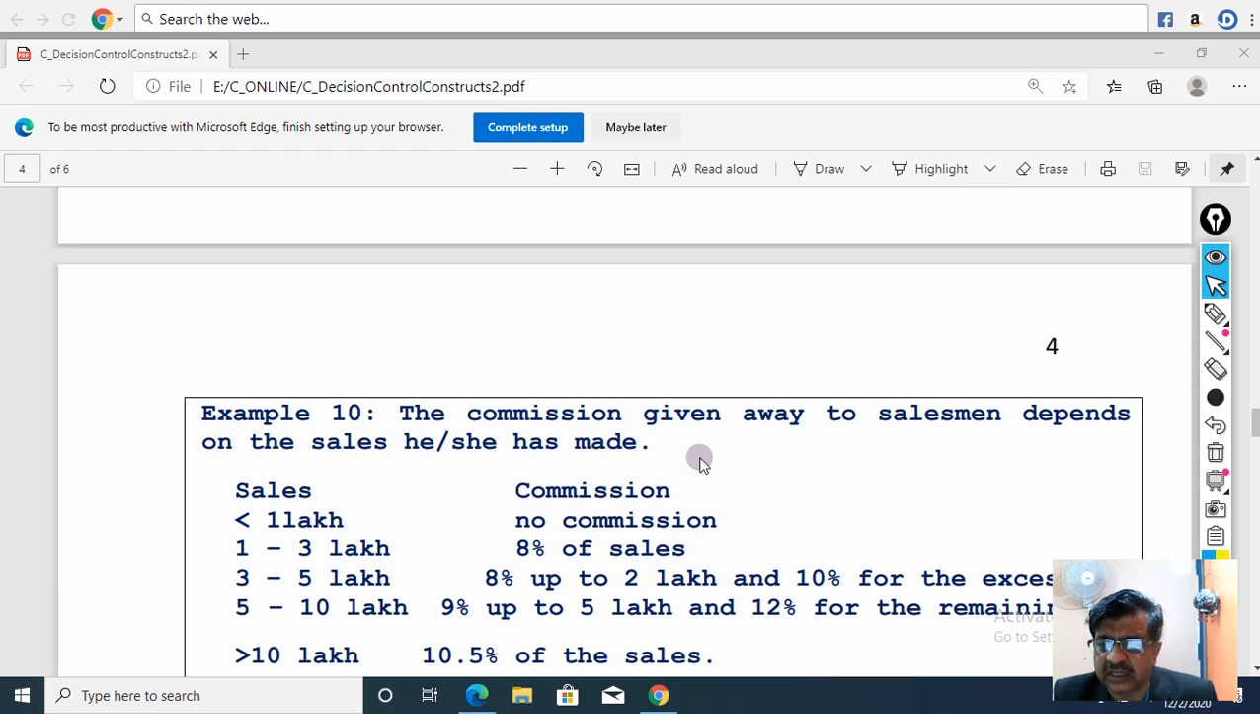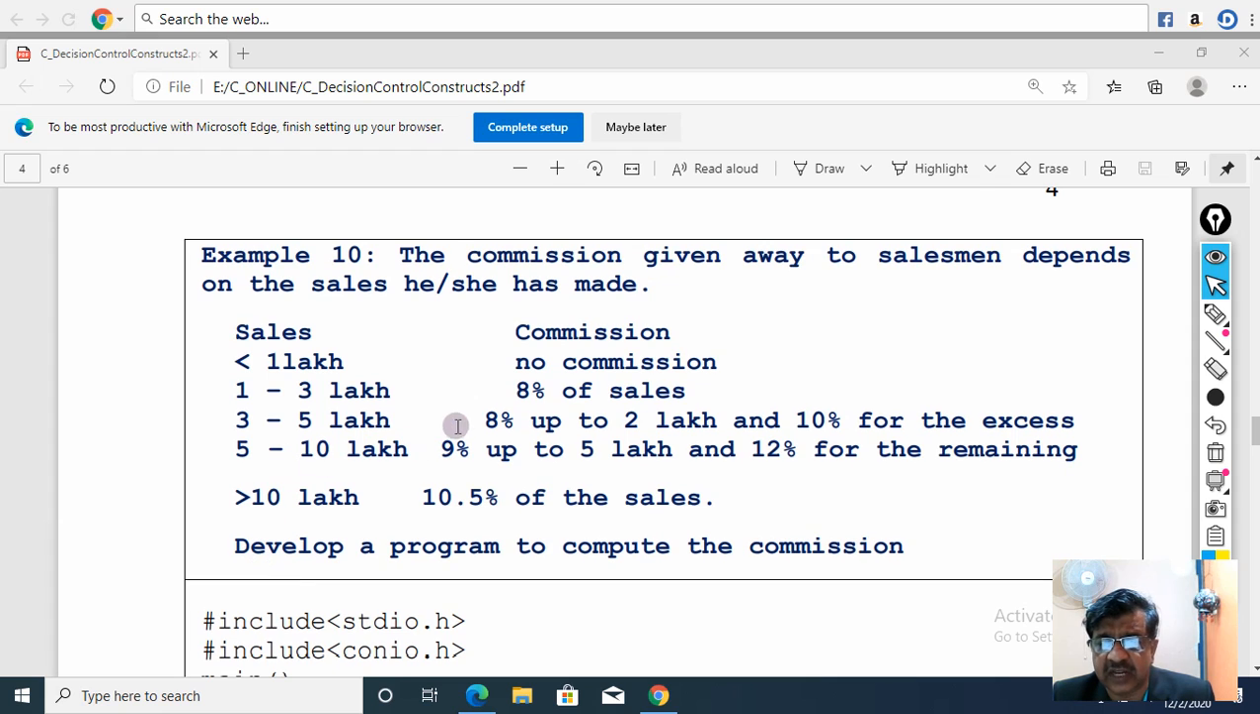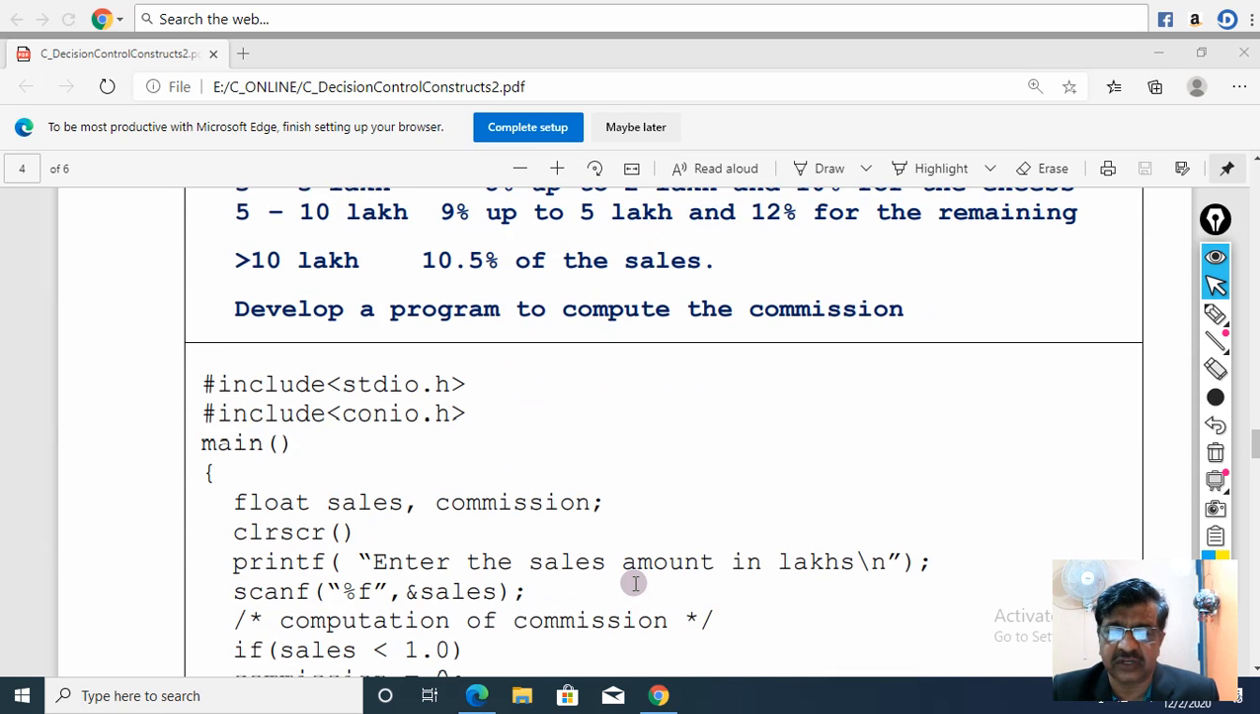The commission given away to a salesman depends on the sales he or she has made. If it is less than 1 lakh, no commission. If it is between 1 to 3 lakhs, it is 8% of the sales. If it is between 3 to 5, it is 8% up to 2 lakh and 10% for the excess. And if the sales is between 5 to 10 lakh, it is 9% up to 5 lakh and 12% for the remaining. And if the sales is greater than 10 lakh, then it is 10.5% for the entire sales. We need to develop a program to compute the commission.